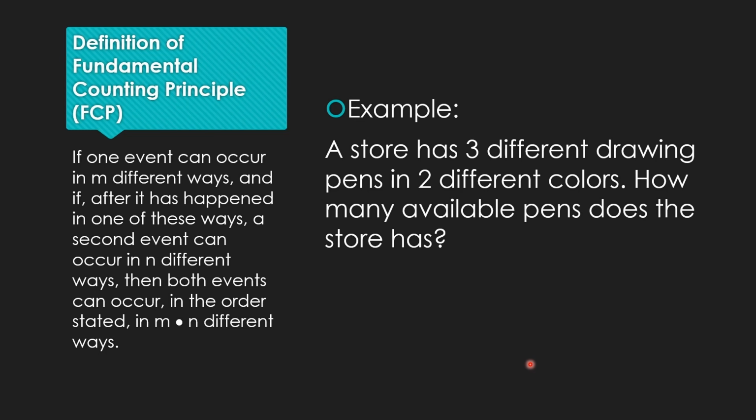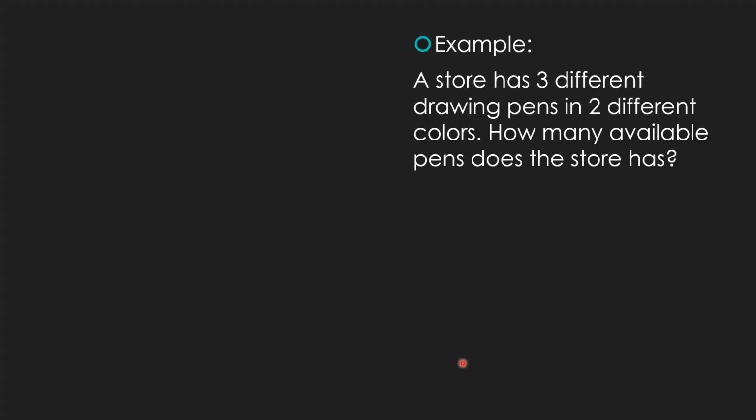Okay, so let's have our solution, or let me show you how we can answer this. Going back to the example that was presented, the situation is, if you buy a drawing pen, there are two things you should consider: what kind of drawing pen and what color that drawing pen is. In this problem, there are 2 events for a particular variant of drawing pen.